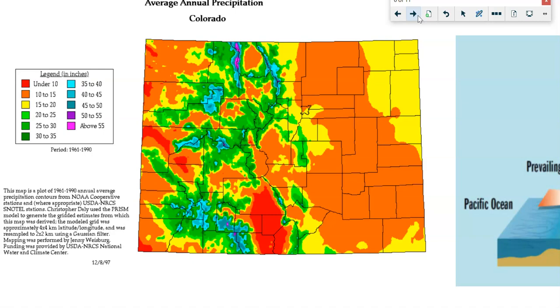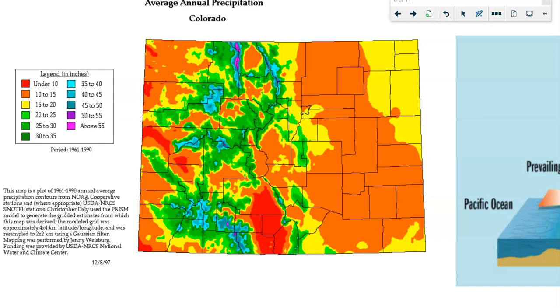So for precipitation, here's Colorado, an average precipitation for Colorado from 1961 to 1990. It's an average. And so again, this is climate, right? Because we're looking at an average over a long period of time, like a 40-year period. Sorry, a 30-year period, if I can do math there. And so here, this is all about climate. Let's look at what we see here.